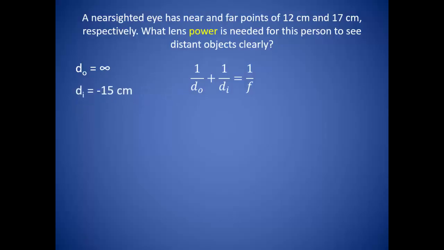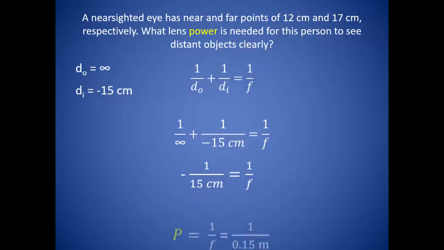If we assume that the eyeglasses will hold the lens 2 centimeters from the eye, then the image distance becomes negative 15 centimeters. So the focal length of negative 15 centimeters translates into a power of negative 6.7 diopters, with a negative sign indicating that the correction will be obtained using a diverging lens.